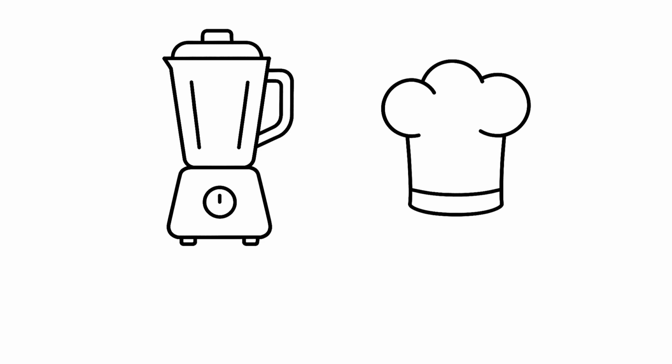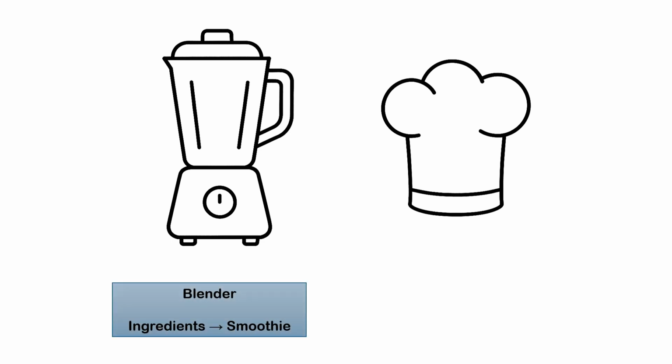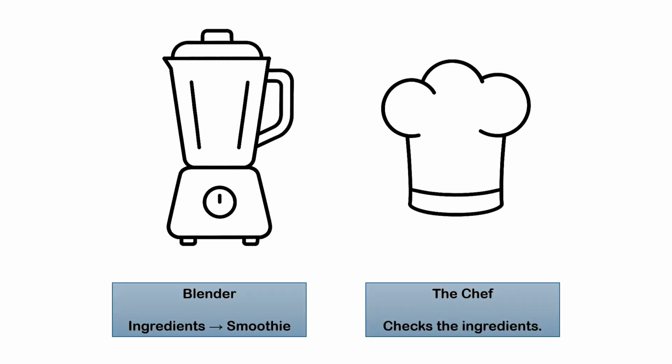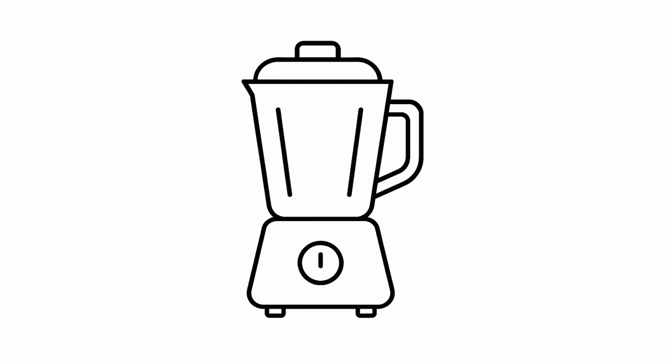Let's understand things with two examples. The first image you see here is of a blender, and the second represents the chef. For us, the blender works as a mixer. It is going to blend things and give out some smoothie, and the chef is going to check the ingredients. Let's see how this is relevant to mathematics.